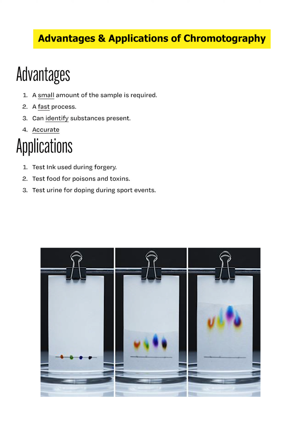While performing this technique, only a small amount of sample is required. The separation occurs quickly and accurately, and this process can help identify the substances present in a sample. That is why chromatography is used to test ink used during forgery cases. This technique is also used to test food for poisons and toxins. Lastly, this technique can be used to test urine samples to catch doping athletes during sporting events.